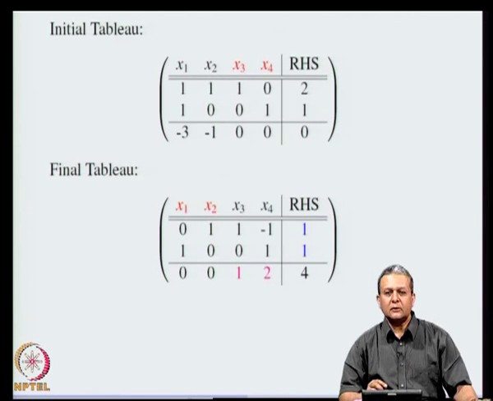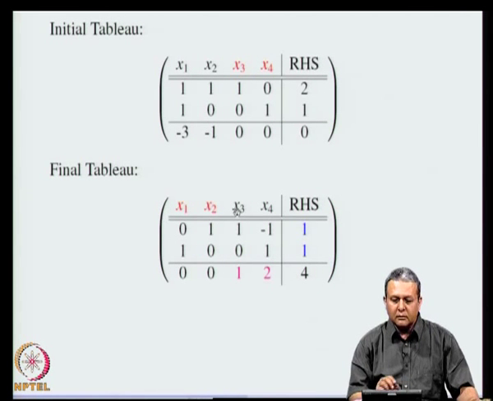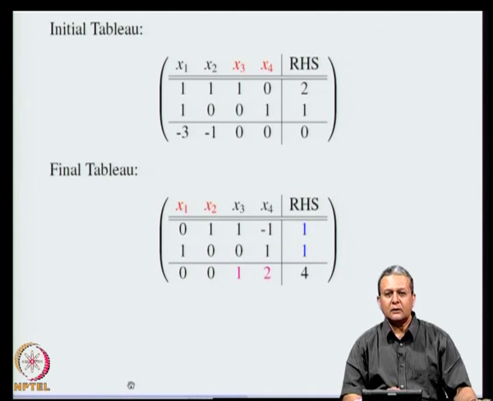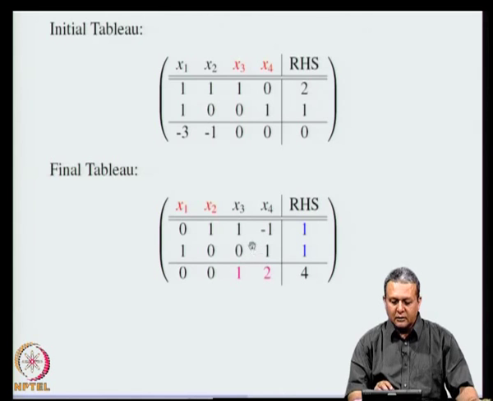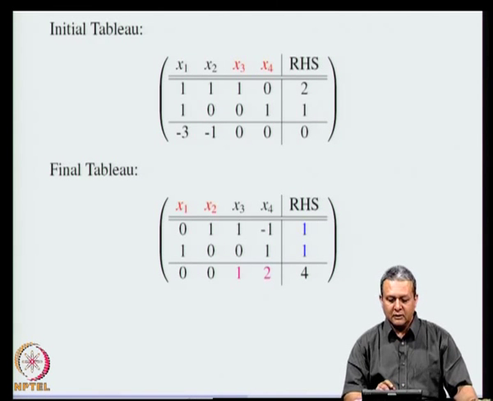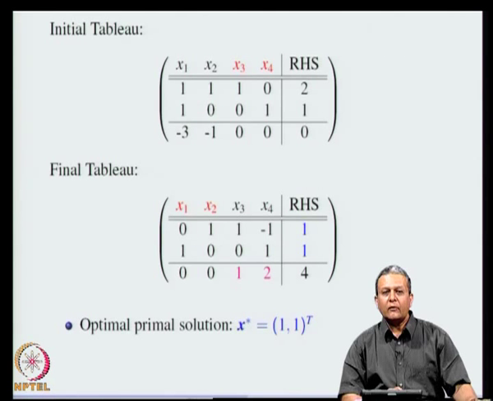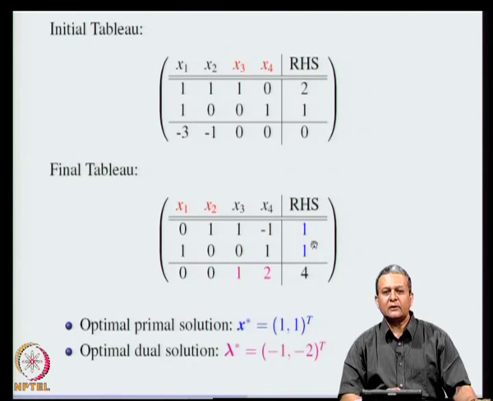The current objective function value, which is also optimal, is -4. And if you look at the columns associated with those slack variables, you will see that the last row contains the negative of the lambdas. If you recall, lambda 1 star was -1 and lambda 2 star was -2. So, the negative of those values appear here. So, from the simplex tableau, we are able to find out the optimal primal solution as well as the optimal dual solution.